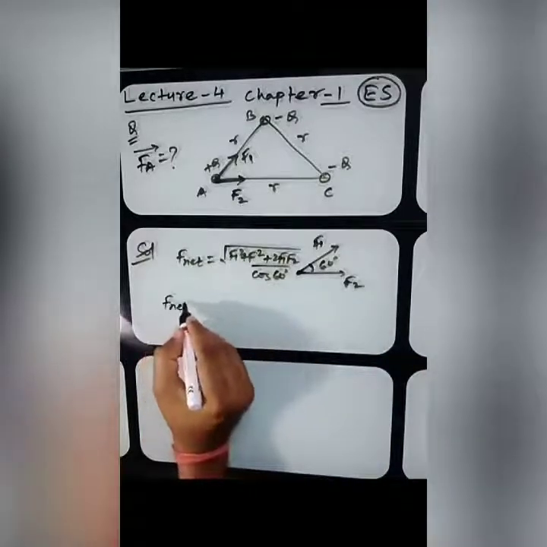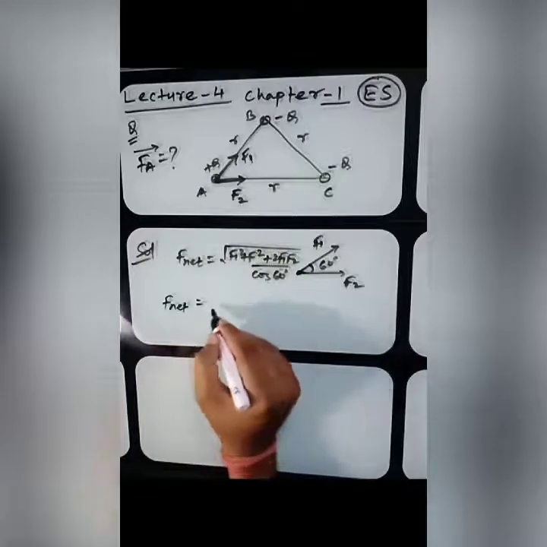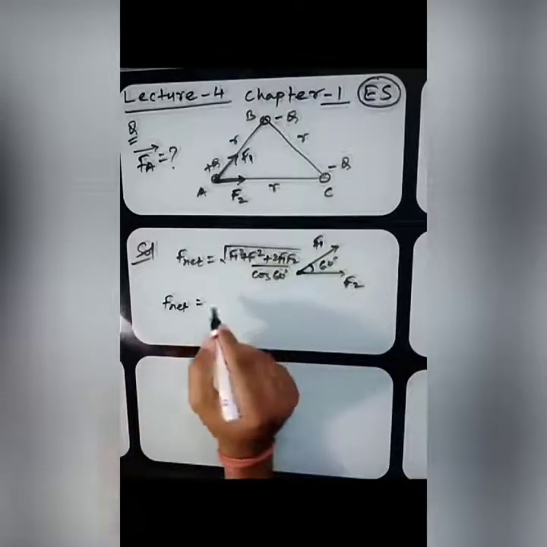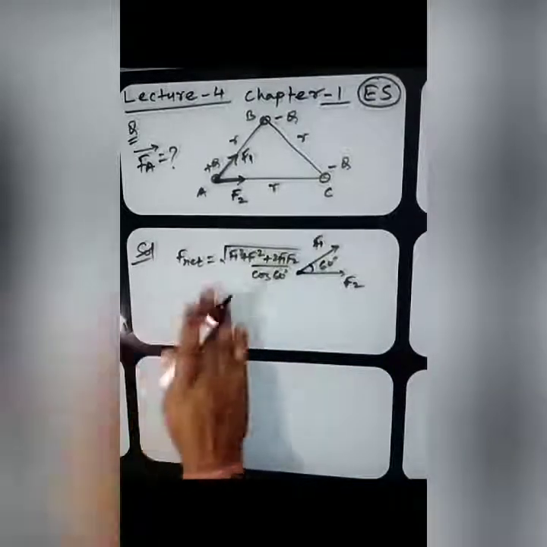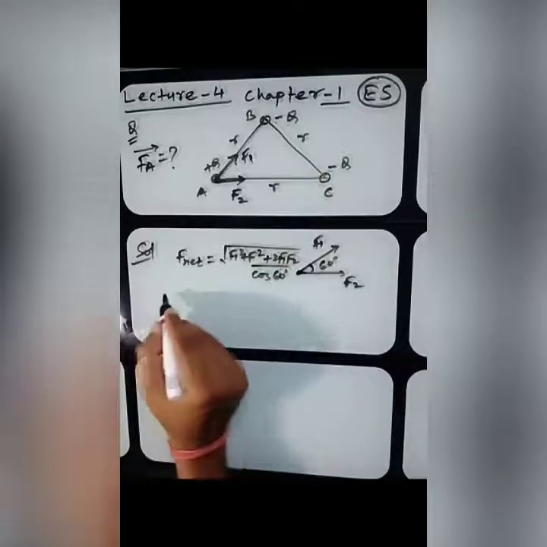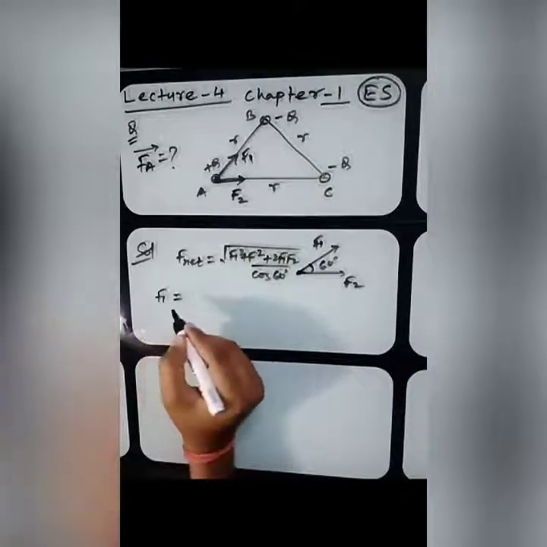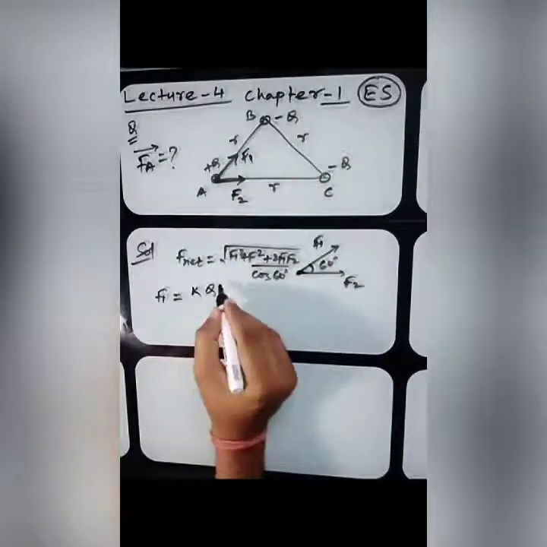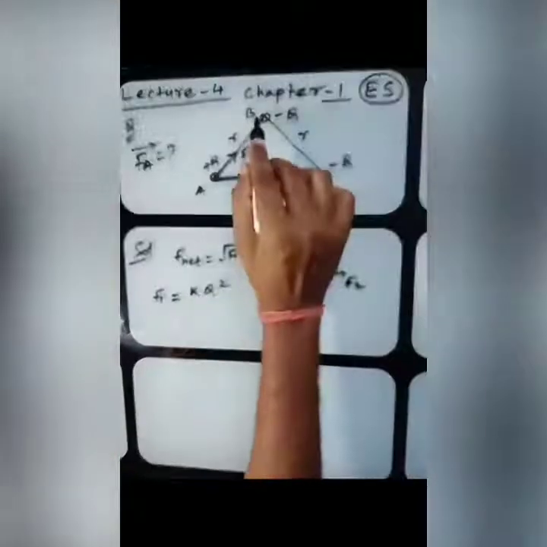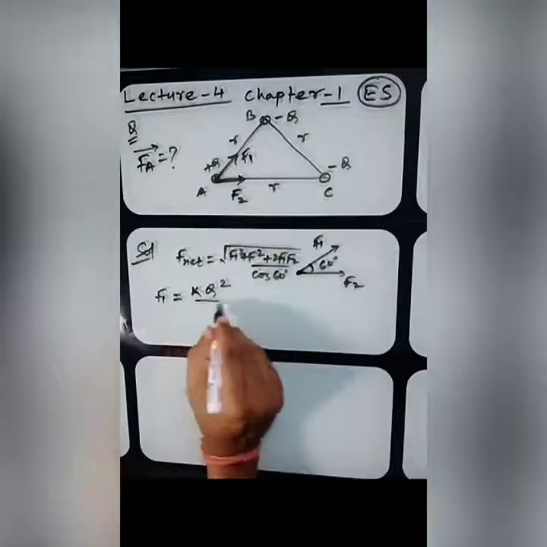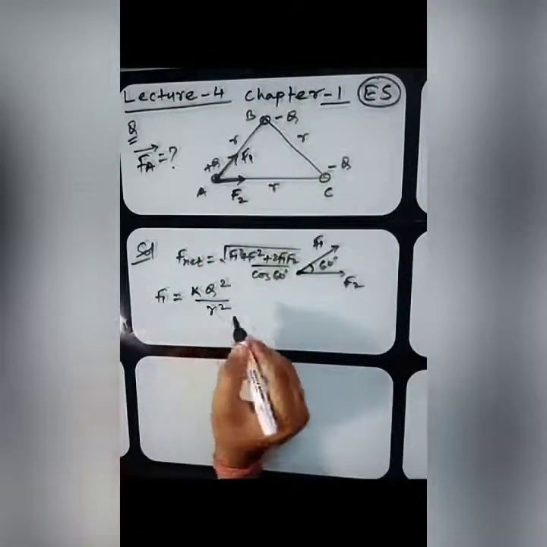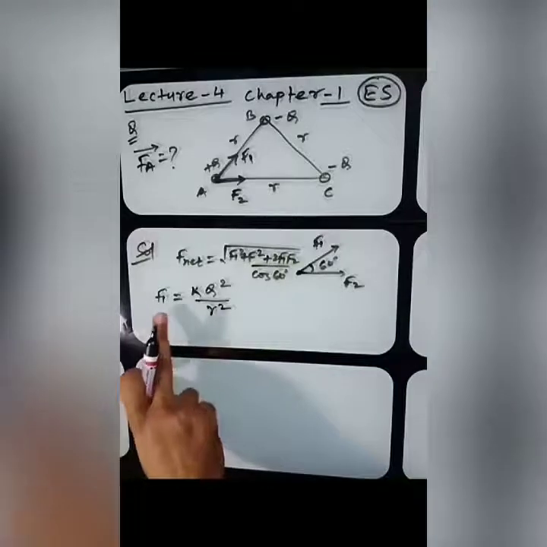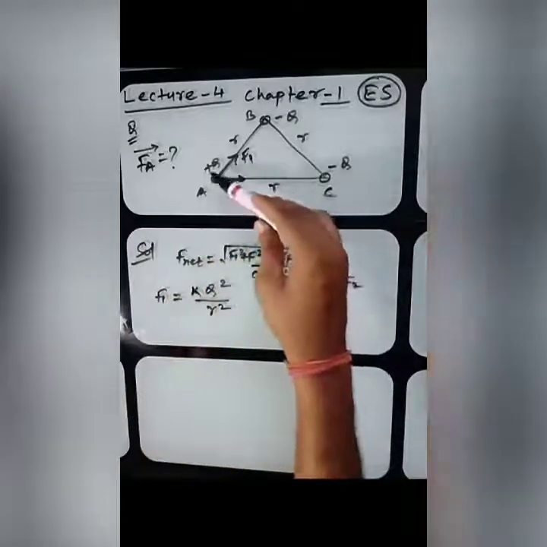F net will be... simply try to find the value. F1 is the force between these two, that is k Q1 Q2, which is k Q square by the separation r square. Remember, while writing the magnitude of this force, you don't require to take the nature of charge.